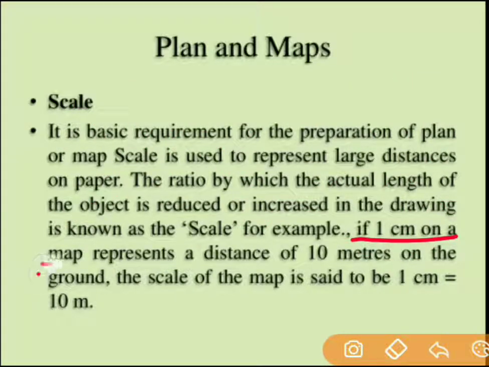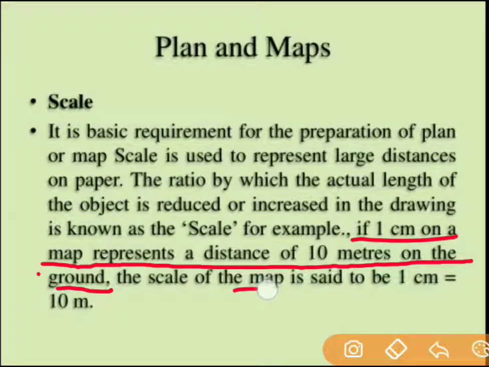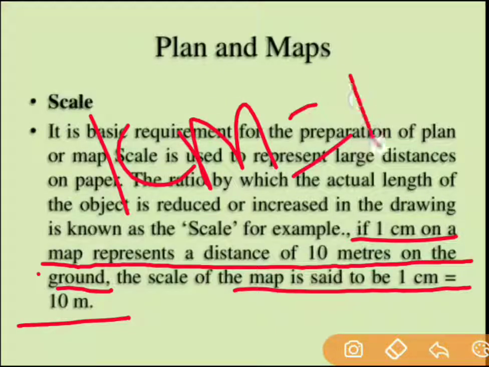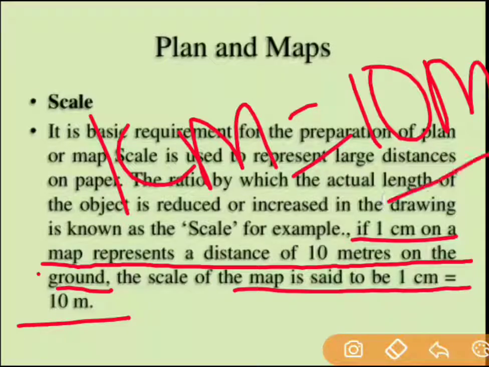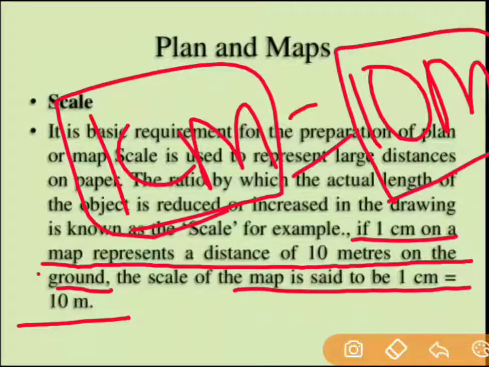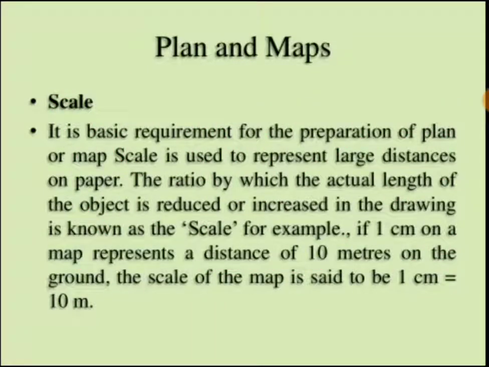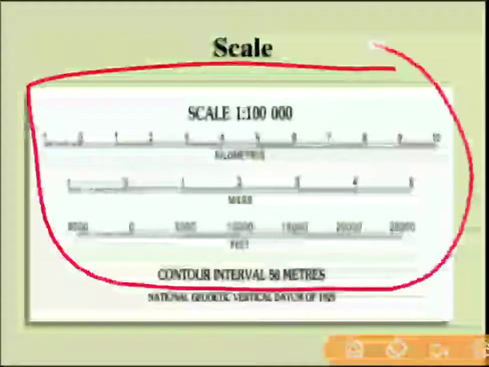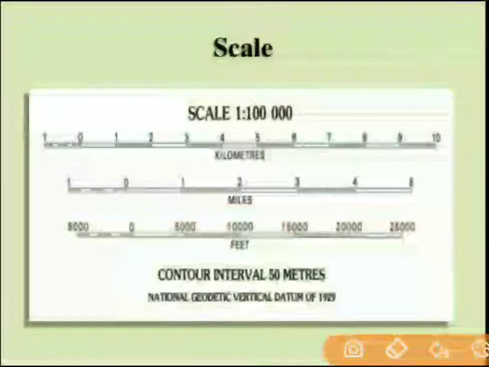If 1 centimeter on a map represents a distance of 10 meters on the ground, then the scale is said to be 1 centimeter is equal to 10 meters. So here 10 meters is the actual distance on the ground, 1 centimeter is on paper. So how are we reducing this? With the help of scale only, right? Look here, this is the scale, right? Clear.